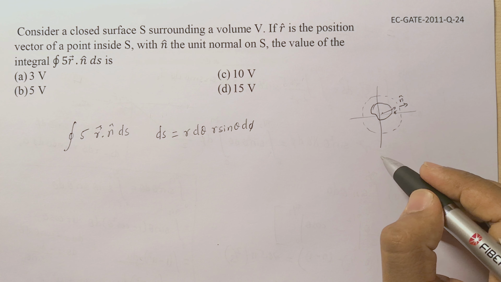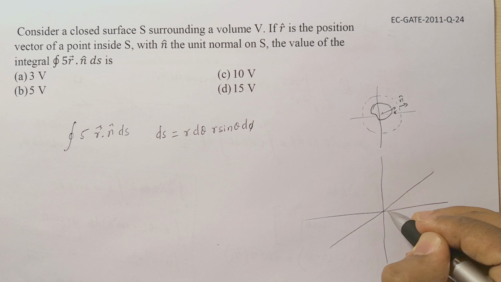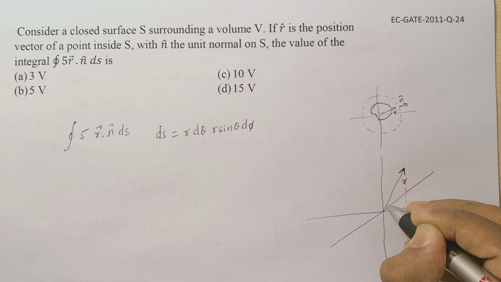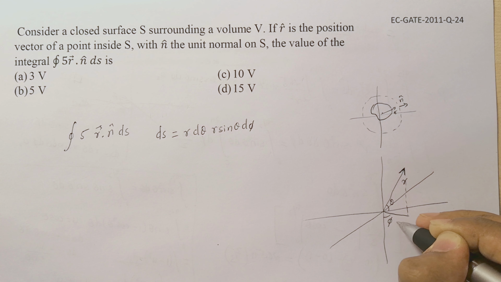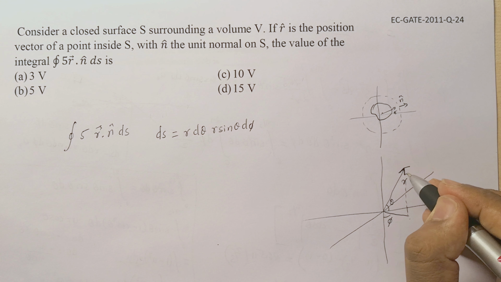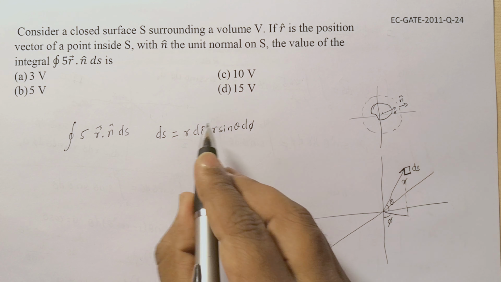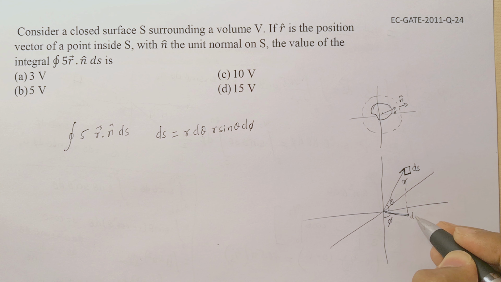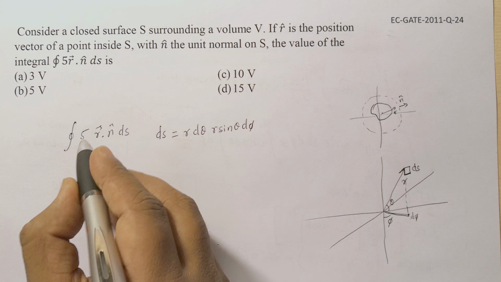So let's just draw this again. If it's a sphere, and this is the position vector r, this is the elevation theta and this is phi, the azimuth direction. The ds, which is a small surface here, has length r d theta and width r sin theta d phi. So this is d phi and this is the width, and now we will plug it into this equation.